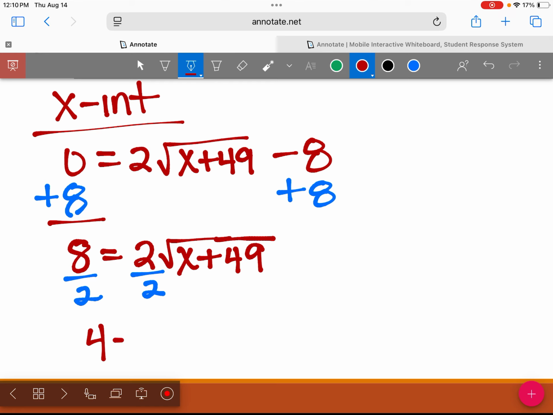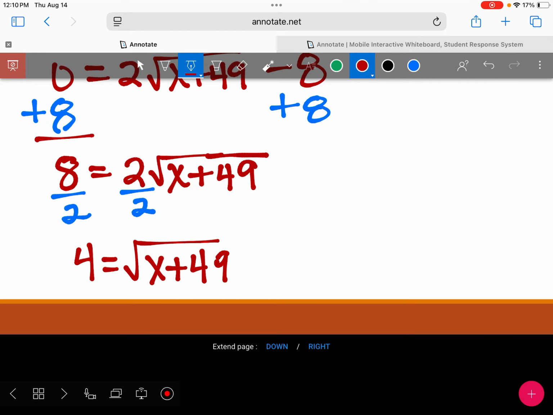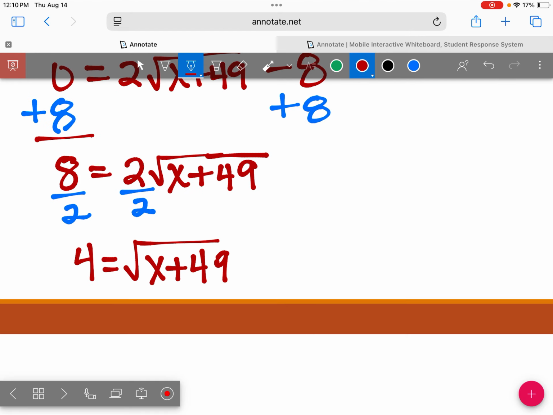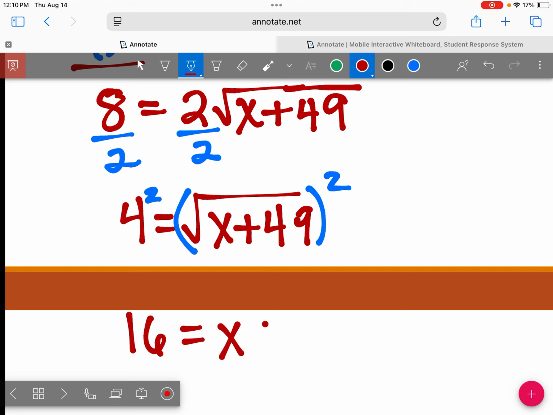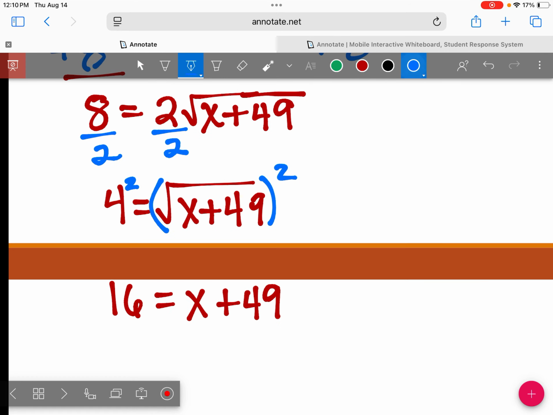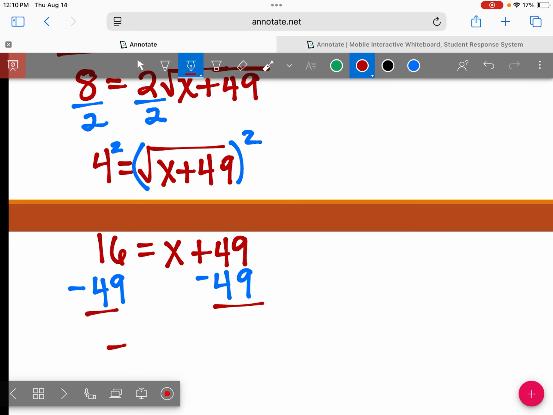So 4 equals the square root of x plus 49. All right, now, in order to get rid of the square root, I have to square both sides. So that would be 16 equals x plus 49. And then my last step would be to subtract 49. And just about everybody I saw had the right answer, which would be negative 33.